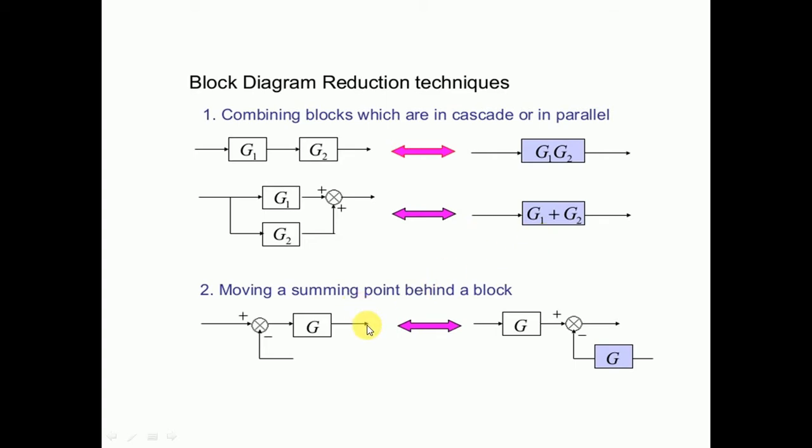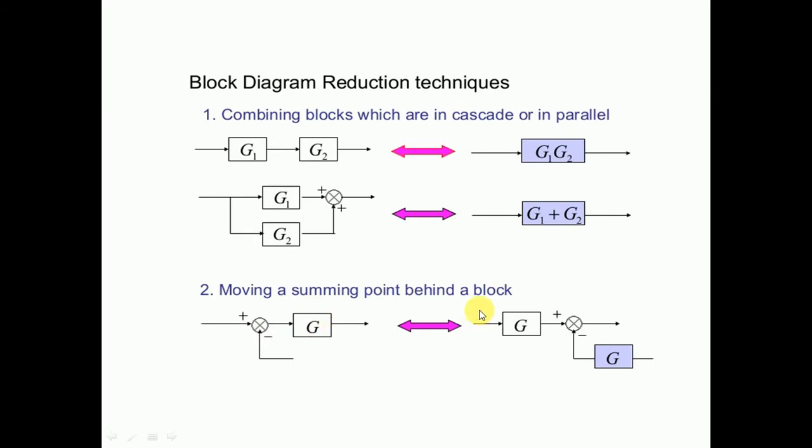Here we are moving to the next rule, that is moving a summing point behind or ahead of a block. Let me take two inputs, x and y here. So (x minus y) into g is my final output. If you move that block of transfer function g forward, how will it affect? Now you have to add one more block in the second path also. So here the output is (x minus y) into g.